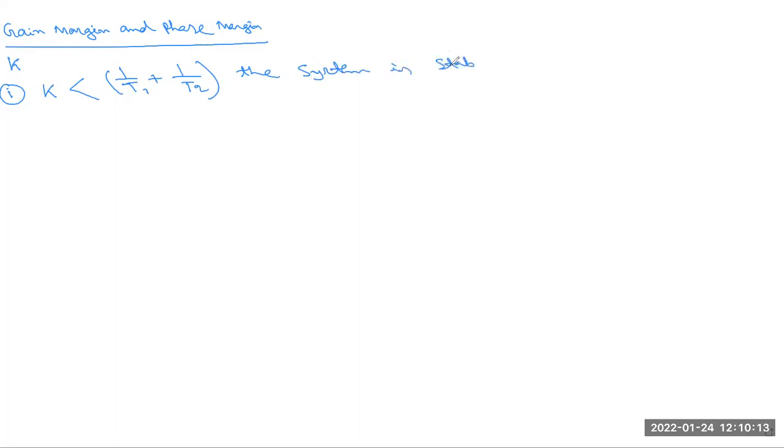Please remember these things, as we solved different examples in previous classes. First is the stable system. Here T1 and T2 are different time scales. When K is less than 1 by T1 plus 1 by T2, the system is called stable. Next condition: when K is equal to 1 by T1 plus 1 by T2, the system is called marginally stable.